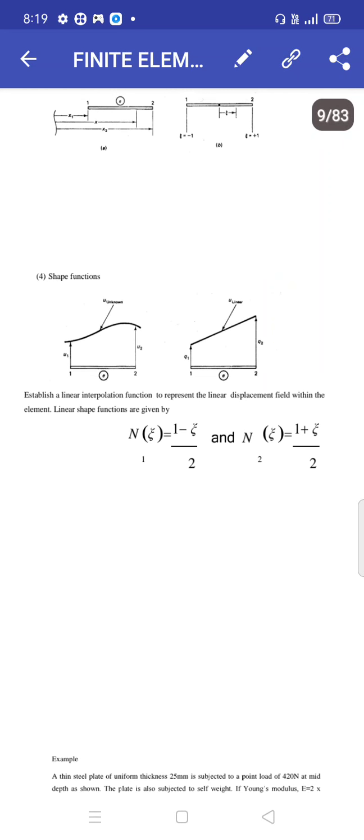Shape functions. Establish a linear interpolation function to represent the linear displacement field within the element. Linear shape functions are given by N1 is equal to (1 minus epsilon) by 2 and N2 is equal to (1 plus epsilon) by 2.